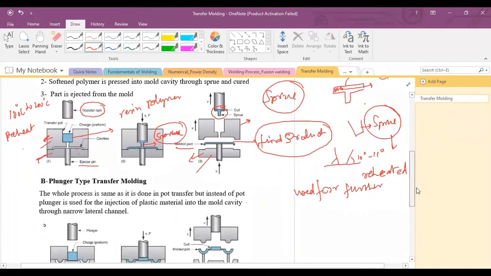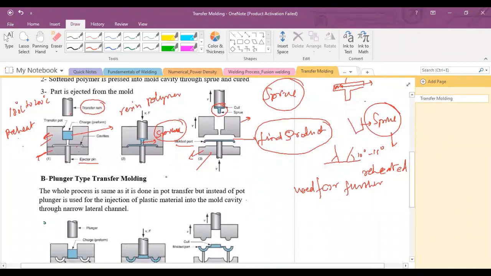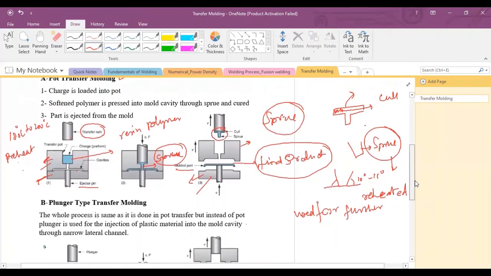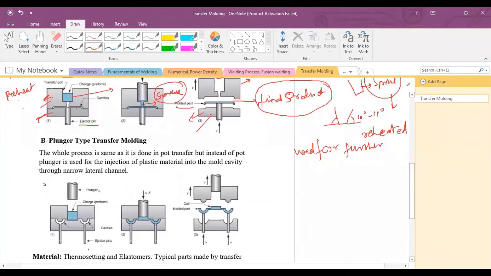The other type is plunger type transfer molding. In plunger type transfer molding, a plunger is used instead of a ram. As you can see here, one more thing is that there is a channel. There is no sprue in the transfer pot. Only this channel is used, and the material will flow from this channel into the mold cavity, right?